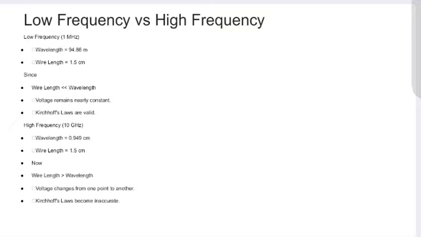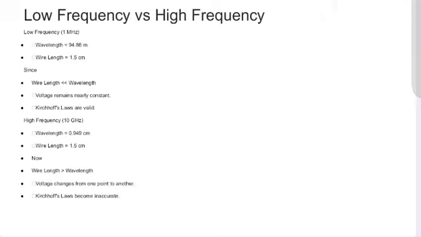Okay, so now we can define the influence of low and high frequencies. Let us assume that I am dealing with a very low frequency of around 1 megahertz. The wavelength will be 94.86 meters, and if I assume the length of the wire is about 1.5 centimeter, we could easily say that the wavelength is actually larger than the physical length of the wire. Wavelength is nothing but the distance the wave covers in one cycle. The wave can travel 94.86 meters, and the length of the wire is very much smaller when compared to the wavelength. In that case, the voltage will remain the same at any point on the wire.